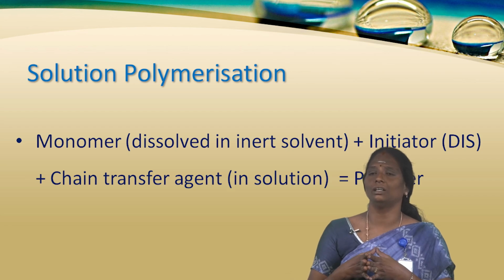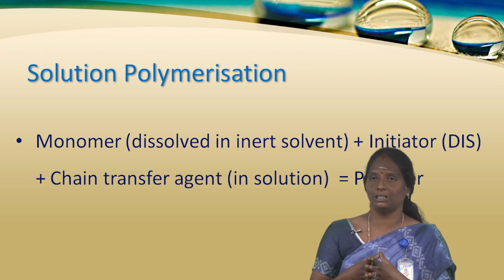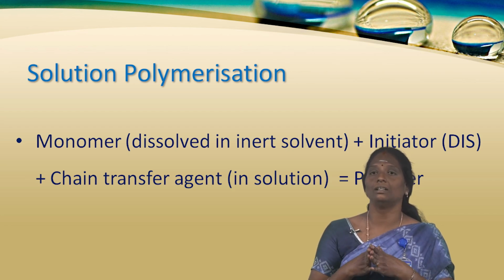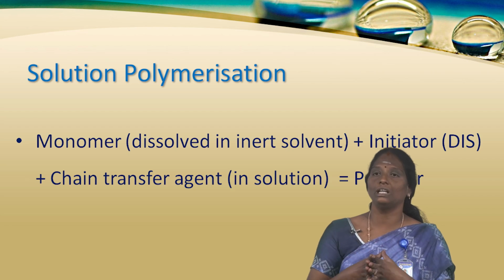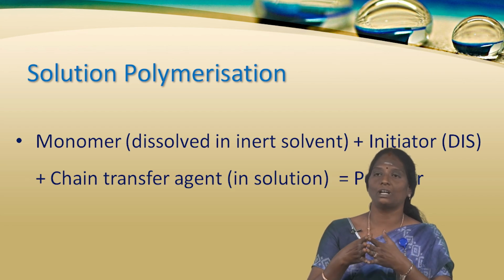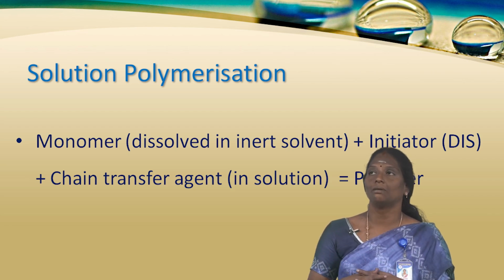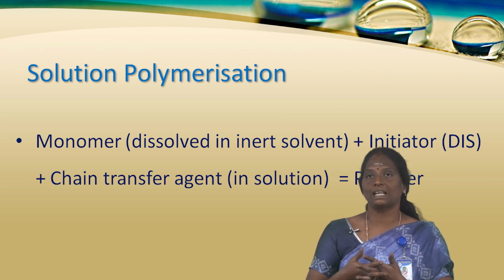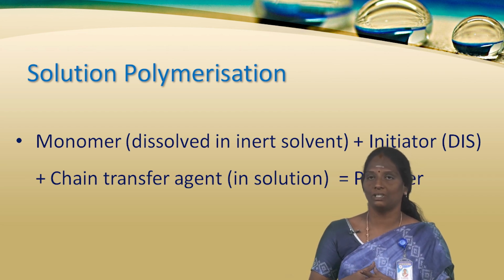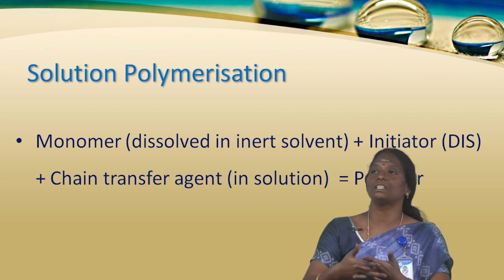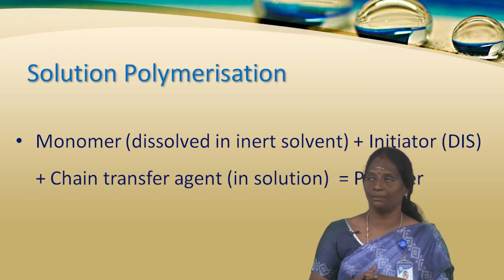So, what are the examples of polymers that can be prepared by this method? We can prepare polyacrylic acid, polyisobutylene and polyacrylonitrile by this method. So, we have seen the second type, solution polymerization. Next, advantages of solution polymerization.